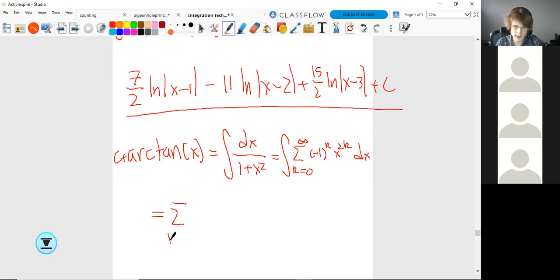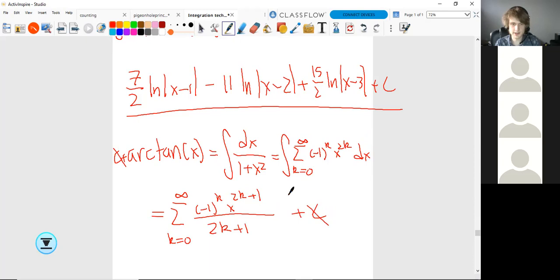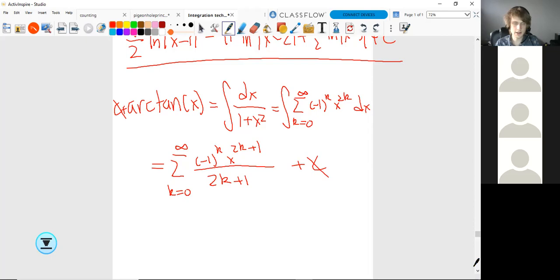We can rewrite this as the sum from k equaling 0 to infinity of -1 to the k x to the 2k plus 1 divided by 2k plus 1. And then I guess we'll have a plus c. We don't care about these plus c's. So that is what arctan of x is equal to. We could actually solve for the c this way. We can say that c plus arctan of 0 is equal to 0. So c is equal to 0.